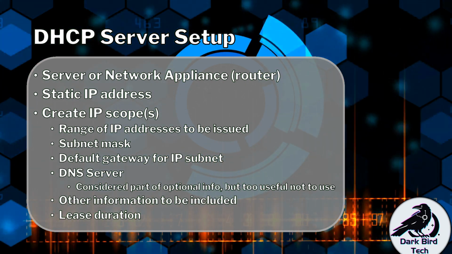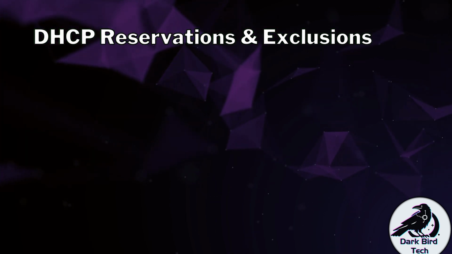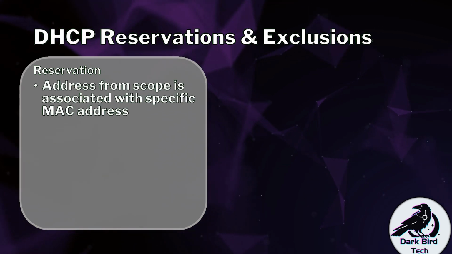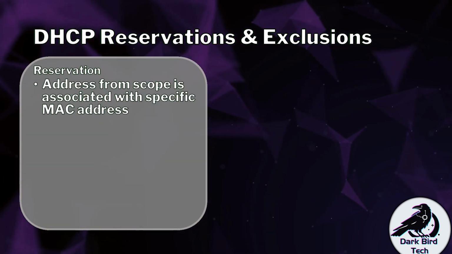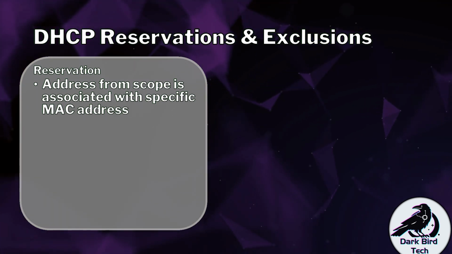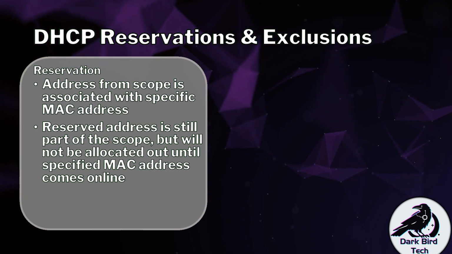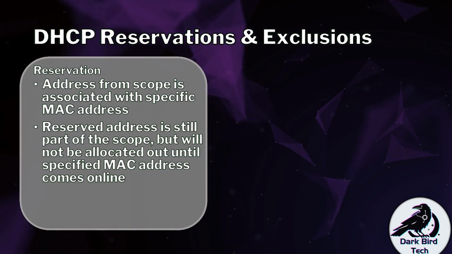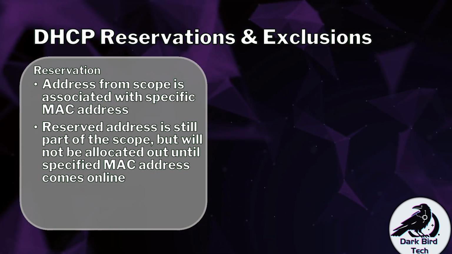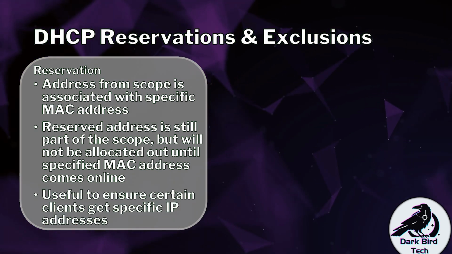Now, some more interesting things we can do with the DHCP includes reservations and exclusions. First up, let's look at the reservation. So the reservation, an address from the scope, can be associated with a specific MAC address. This means that the reserved address is still part of the scope, but will only be allocated when a client with the specified MAC address comes online and makes a request.